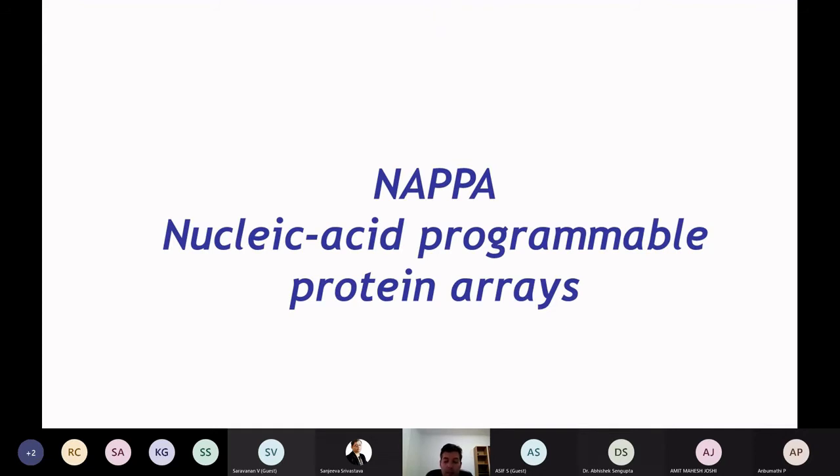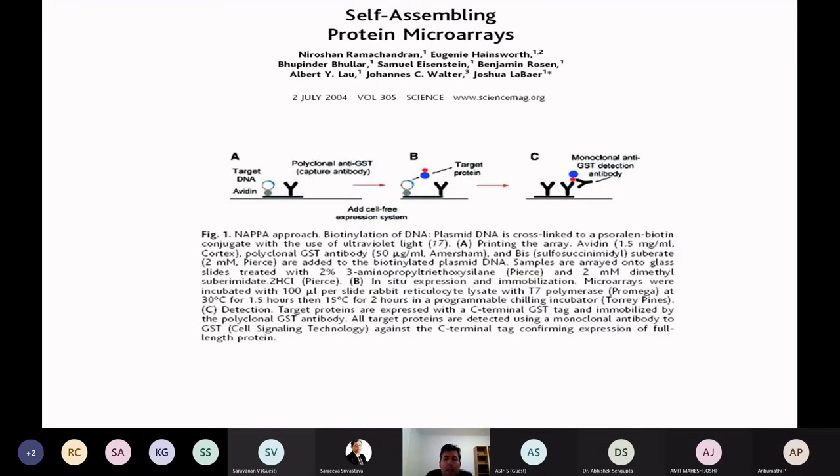The other type of protein microarray that I wanted to present to you is NAPA, nucleic acid programmable protein array. In this case, the situation is different. The proteins are per se not printed in the array. They are printed as cDNA. The proteins of interest are cloned in the cDNA, usually tagged with a GST tag, and the cDNA is printed together with an anti-GST antibody.